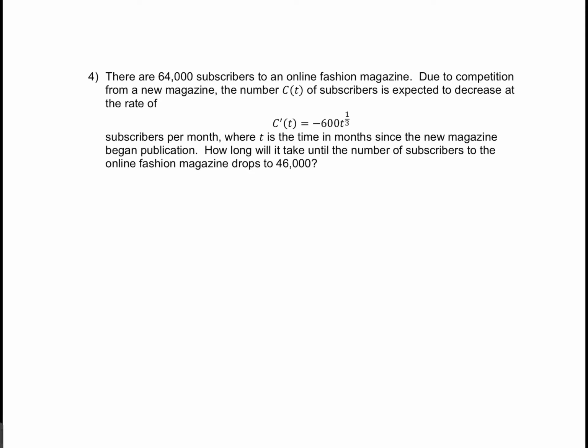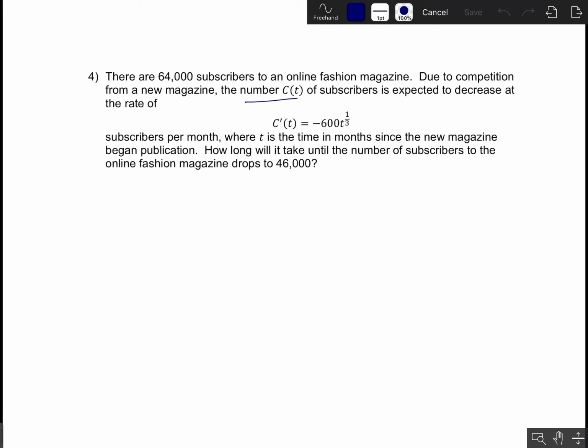So again, here we're given information about the derivative, and we're asked about information about the original function, the number of subscribers. So we're trying to determine C of t given information about C prime of t. And as you might expect, our first step is going to be to take the antiderivative on both sides of this equation. So if I take the antiderivative on the left side, I'll get C of t. And if I take the antiderivative on the right side, that negative 600 is just going to stick around.